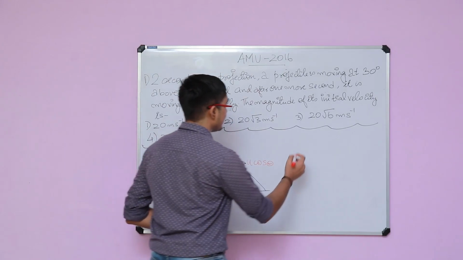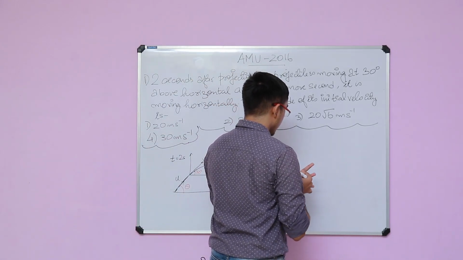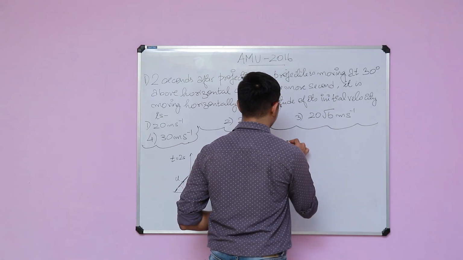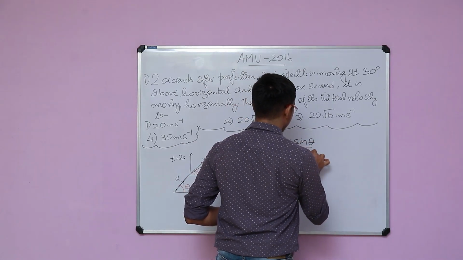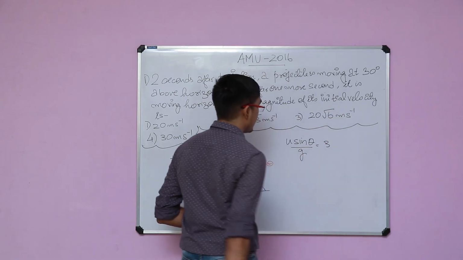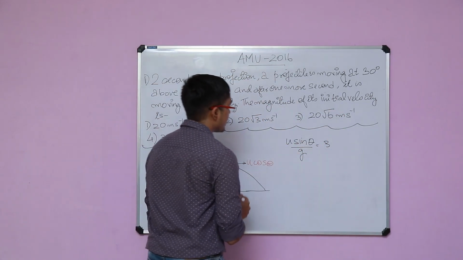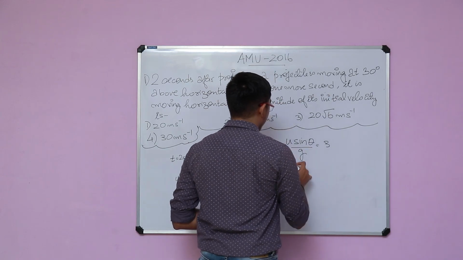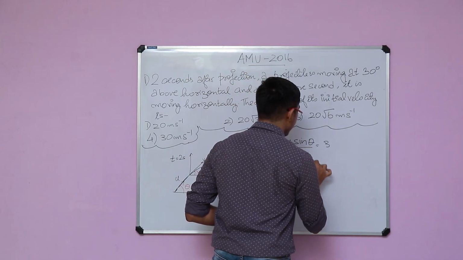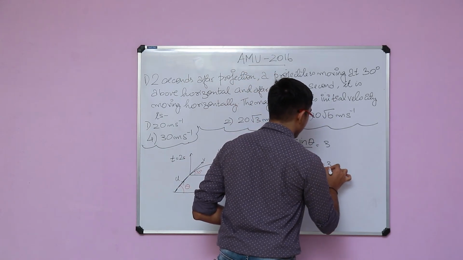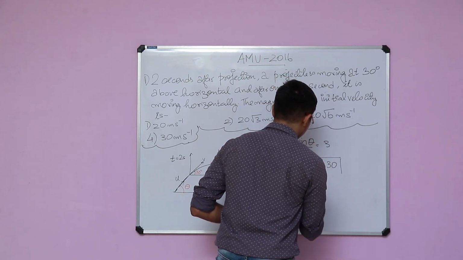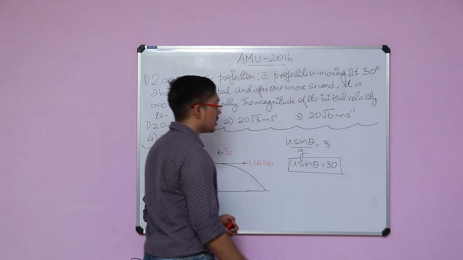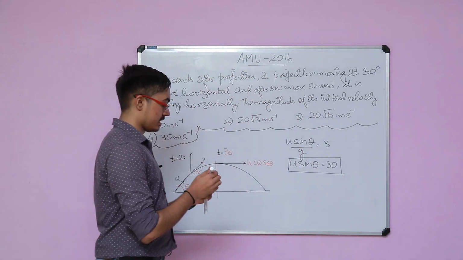So that 3 seconds, I can equate to u sin theta divided by g. u sin theta divided by g is equal to 3 seconds. Now g is given, you can take it as 10 meter per second squared, and u sin theta you will directly get as 30. So this is the first information that we can derive from this question.